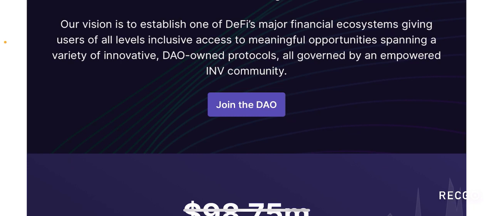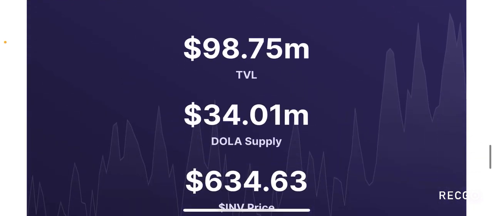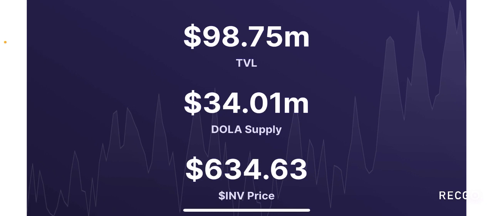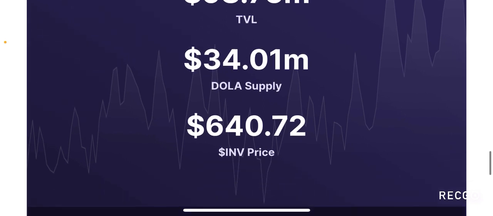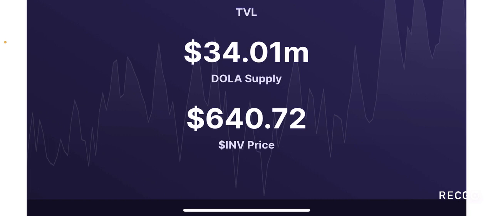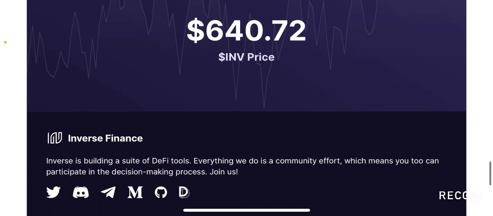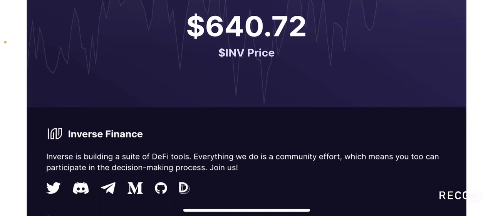So you can join the DAO by clicking on this button here. Make sure that you have INV tokens, because if you want to participate in their DAO, you need to have INV tokens in order to vote and be a part of the DAO system, right? So if you see here, they have $98.75 million in total value locked, and $34.01 million supply, which is the stablecoin of their platform. And INV is currently priced at $640.72. I know the price may seem quite high for the token, but I'll cover the tokenomics and what I think about the price and whether it's a good buy or not by the end of this video, right?